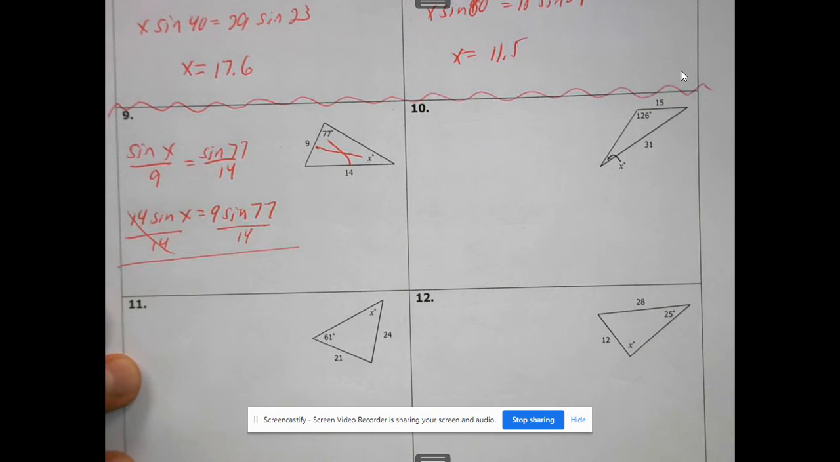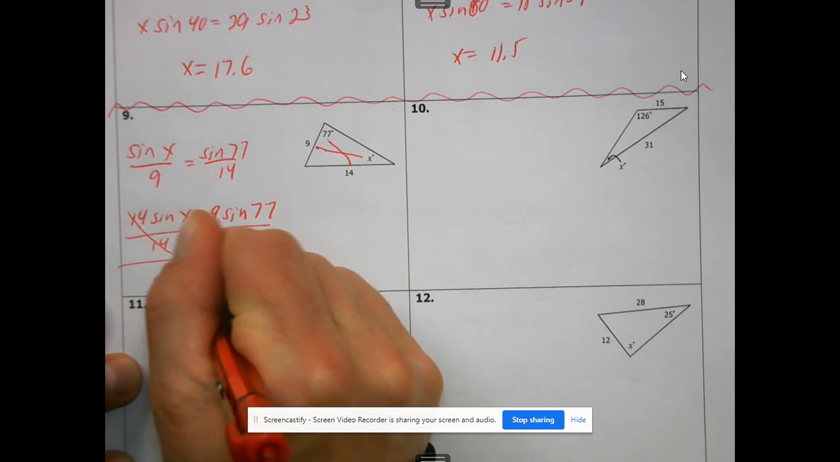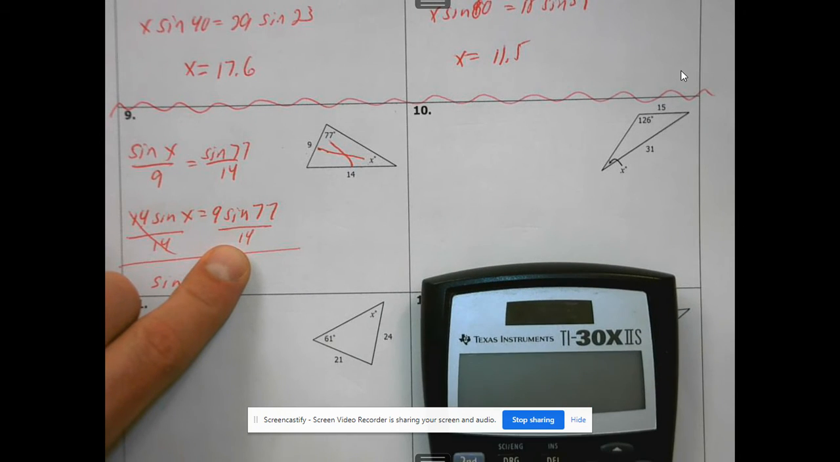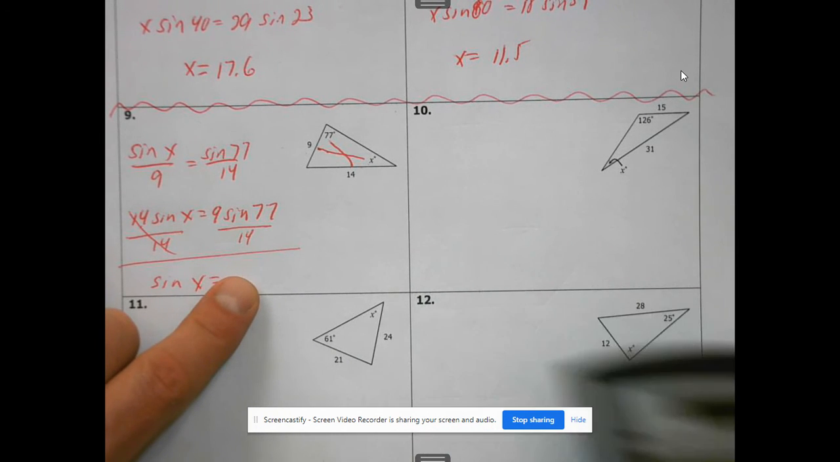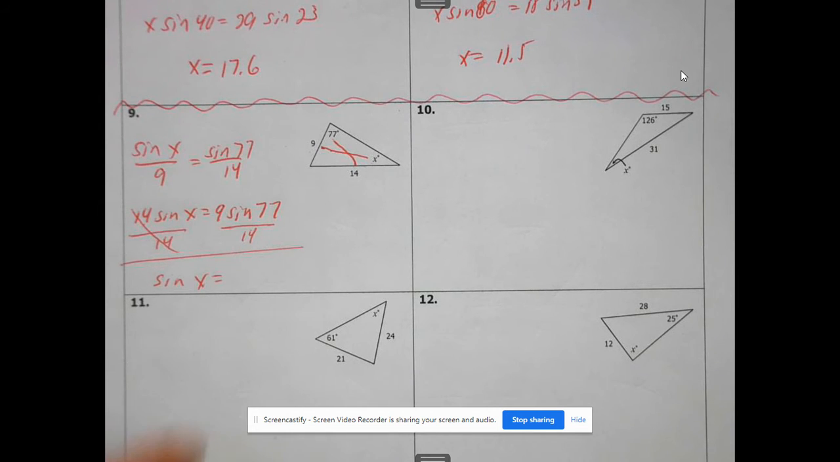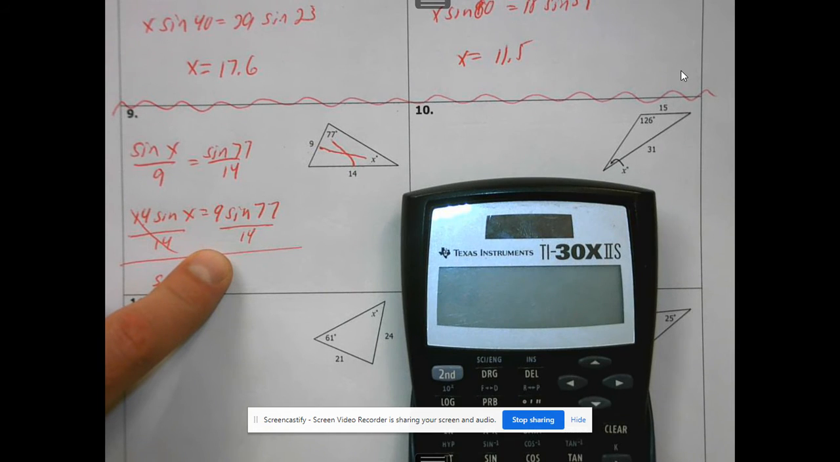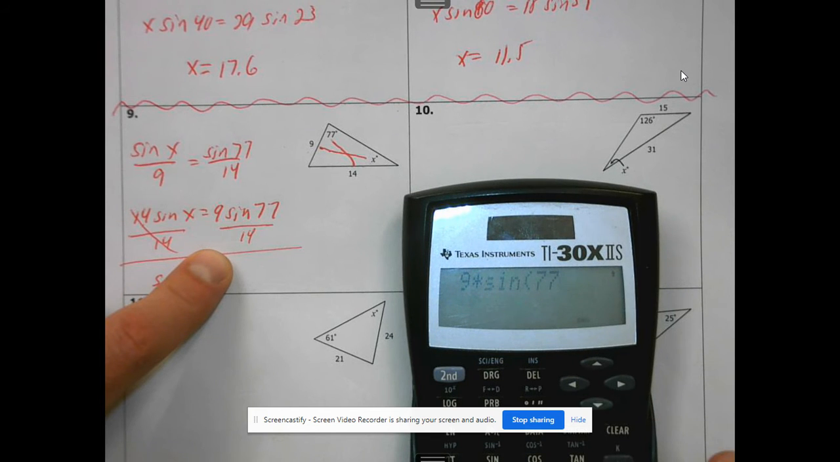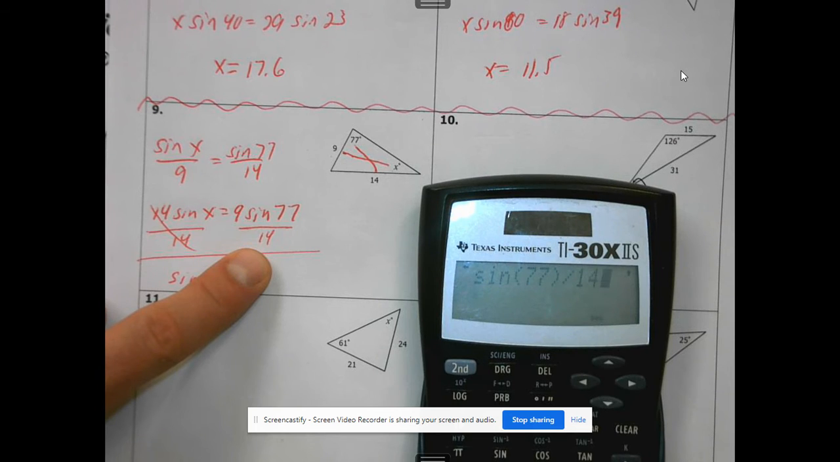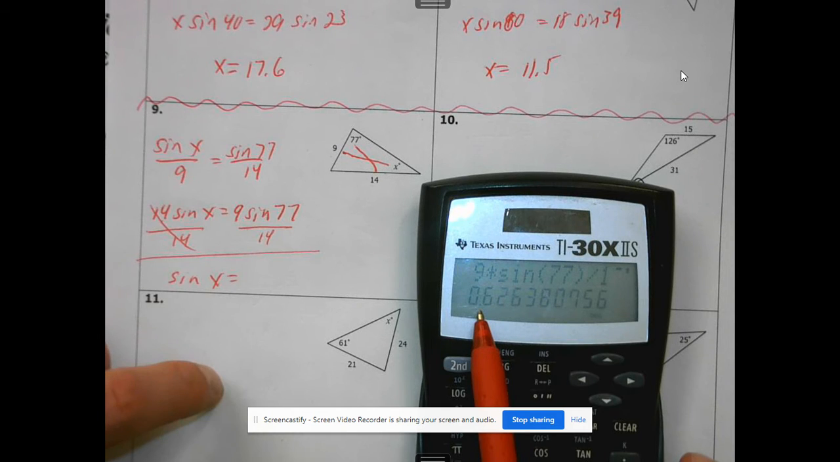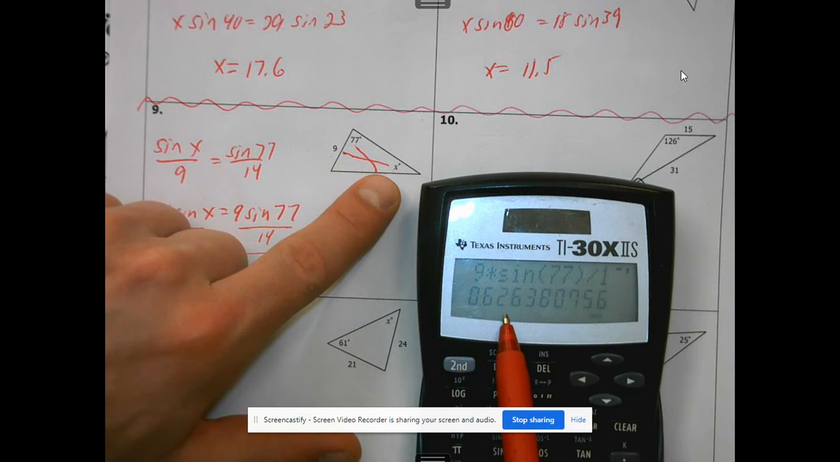Left side they cancel. I bring down sine x. Now, this entire right-hand side, I'm going to type into my calculator, or I can do it all in one step, right? But for teaching purposes, I'm going to type it in all at once real quick. So we have 9 times sine of 77, close it up, divided by 14. Let's go to 4 spots, because it gives us a more accurate degree if you go to 4 spots.